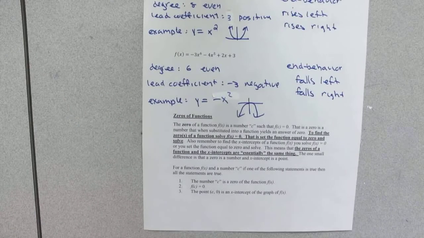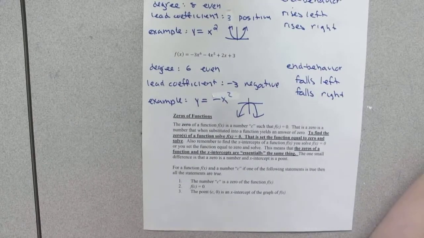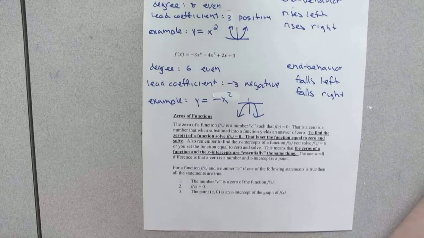Okay, the word for today. Zeros of functions. The zero of a function f of x is a number c such that f of c equals 0. That is, a 0 is a number that when substituted into a function yields an answer of 0. To find the zeros of a function, solve f of x equals 0. That is, set the function equal to 0 and solve. Also, remember to find x-intercepts of a function f of x, you solve f of x equals 0, or you set the function equal to 0 and solve.